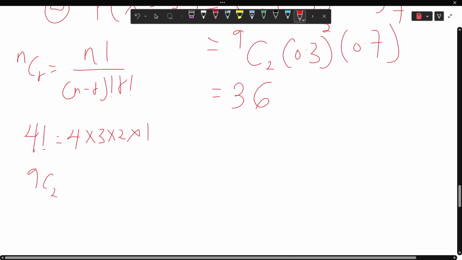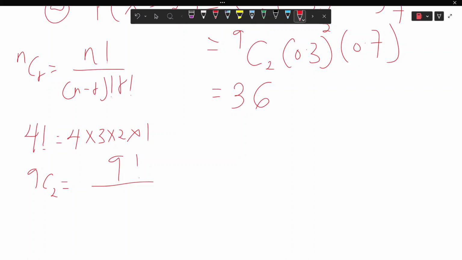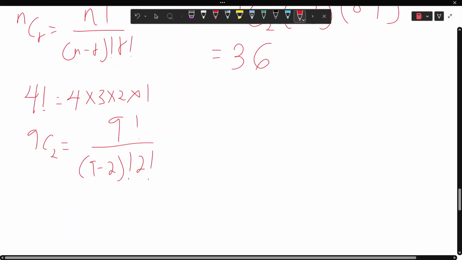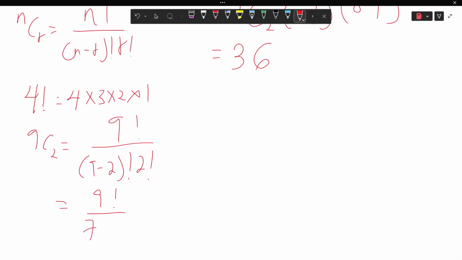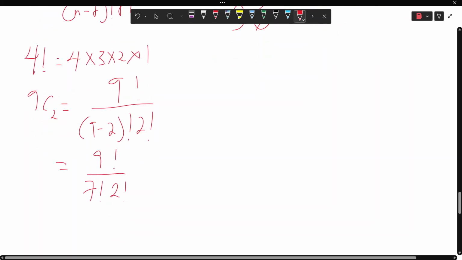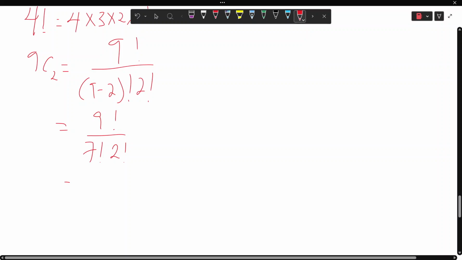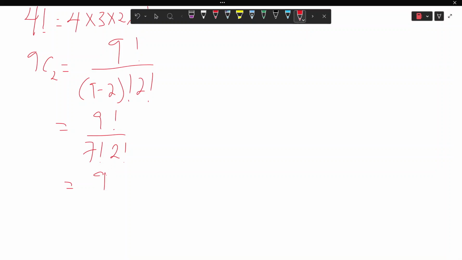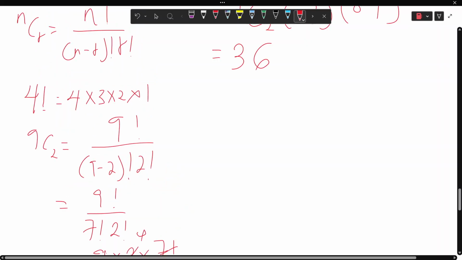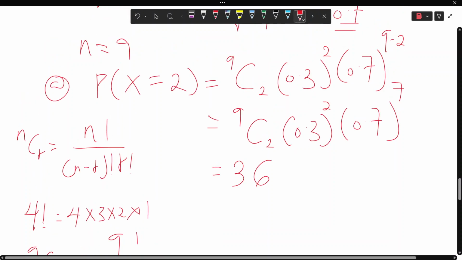So 9 combination 2 is going to give me 9 factorial divided by 9 minus 2 factorial times 2 factorial. And later we are going to have 9 factorial divided by 7 factorial times 2 factorial. That is 9 times 8 times 7 factorial divided by 7 factorial times 2 times 1. So this will cancel this, then this 2 can cancel this 4 times. Now we are getting 9 times 4, which is giving us the 36 we have over there. You can equally use the calculator to solve for n combination 2.